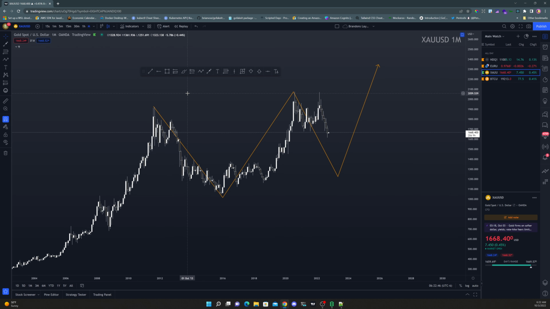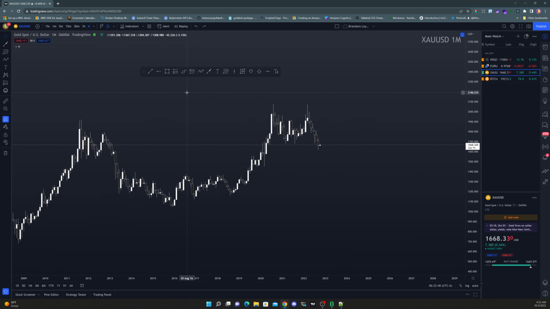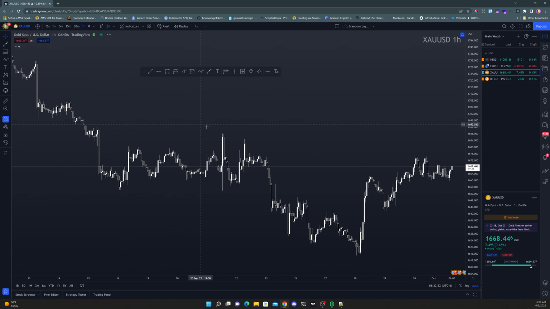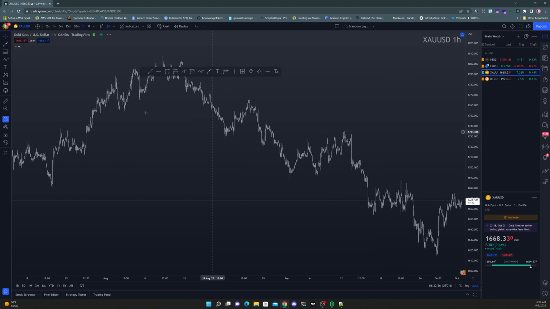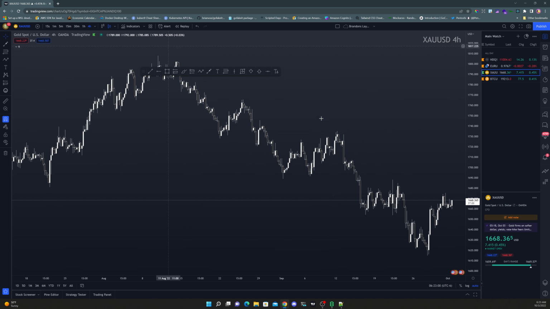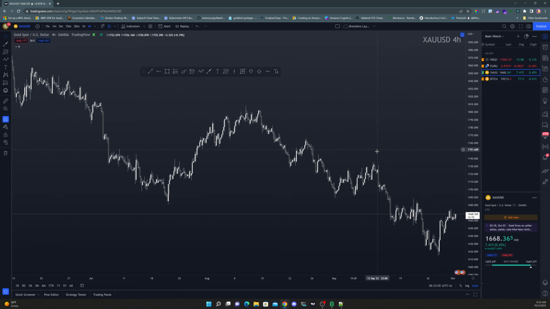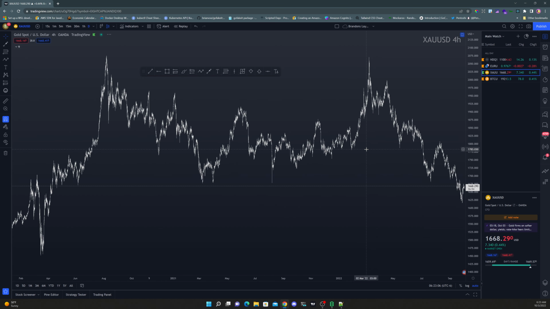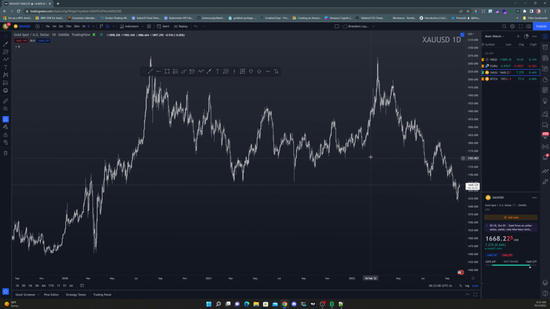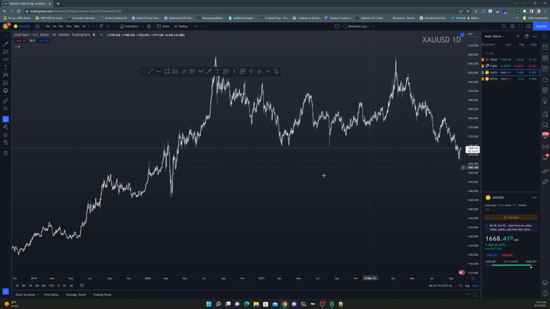All right, so that's on the monthly here. Let's go ahead and just zoom. Let's go down. So we ultimately know we're really in a corrective state right now. So we probably want to look for ways to get short. Let's go to the daily actually. Let's check out the daily.